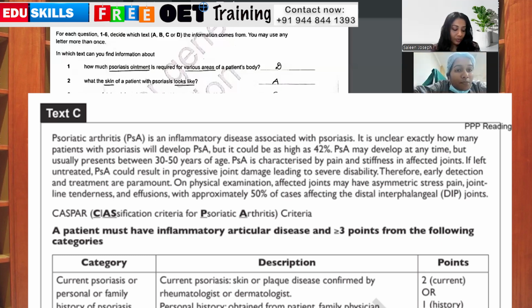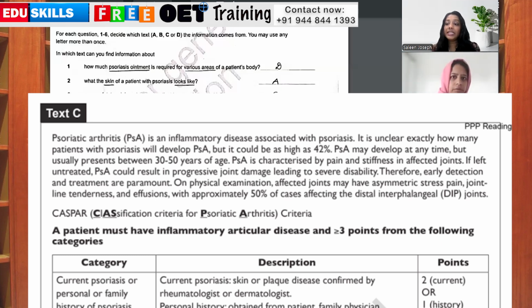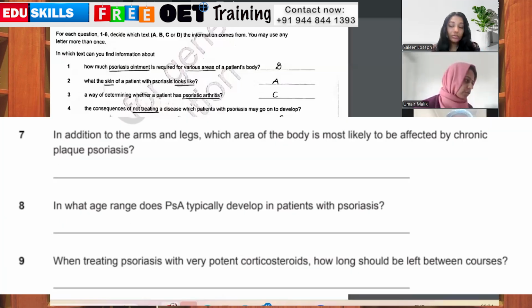Now we are moving to the 9th question. Do we need to write 30 to 50 years or just 30 to 50? If it is 30 to 50, that is fine. 30 to 50 years of age is also fine.